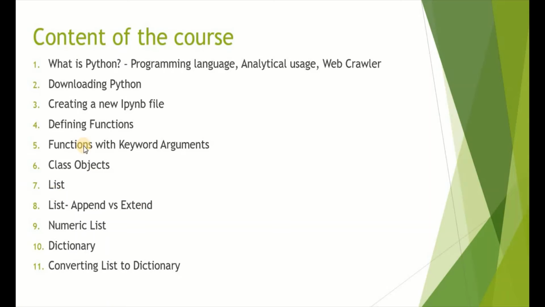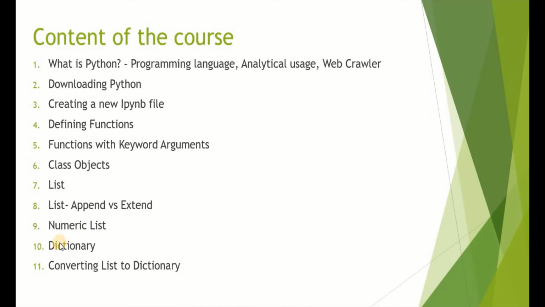And we're going to talk about the list data structure in Python. A list is actually like an array in the C++ programming language. It's basically like an array, and we're going to talk about the append versus extend differences in a Python list. Next, we're going to talk in more detail about numeric lists. What can we do with a numeric list? How do we perform numeric operations on a numeric list? And so on and so forth, right?